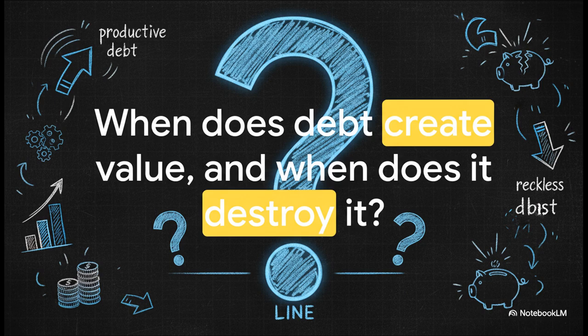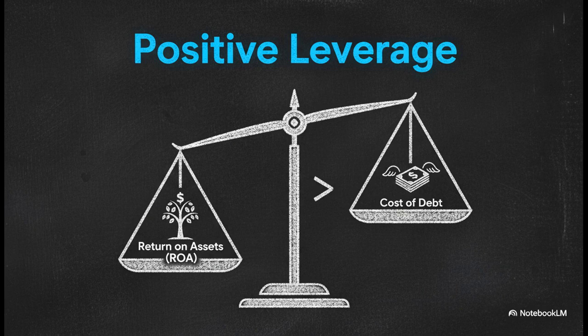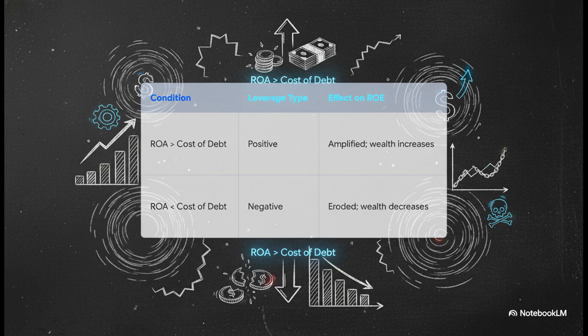So, where's the line? The answer is this simple but incredibly powerful rule. A company only creates value for its shareholders with debt when the return it earns on its assets is greater than the interest rate it pays on that debt. This is what we call positive leverage. And this table just lays it all out. If your ROA is higher than what you're paying in interest, then borrowing money is like pouring gasoline on a fire. It amplifies your returns and makes shareholders richer. But if your ROA dips below your cost of debt, you've just entered the danger zone of negative leverage. Now, every dollar of debt is actually making shareholders poorer because the interest payments are eating you alive.